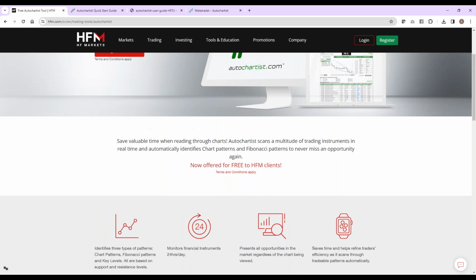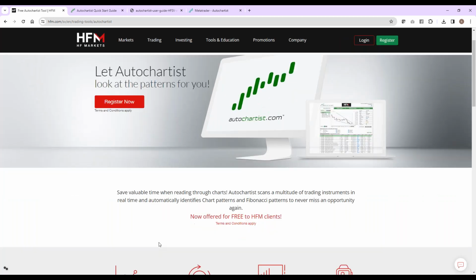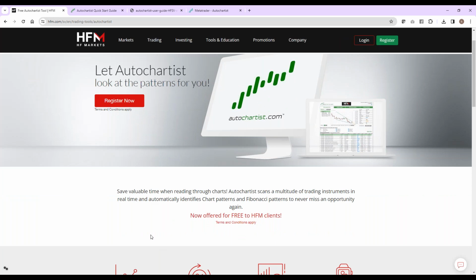Alternatively, you can find all this information in My HFM area. If you are already a client and you log into your HFM area, you can find Autochartist there as well for you to download. As I said, it's a free tool, but you need to have a particular deposit in your account to be able to download it. Everything is in the terms and conditions over here.